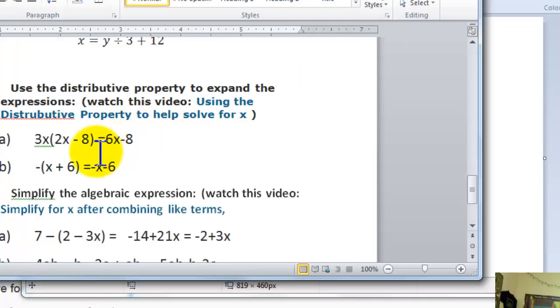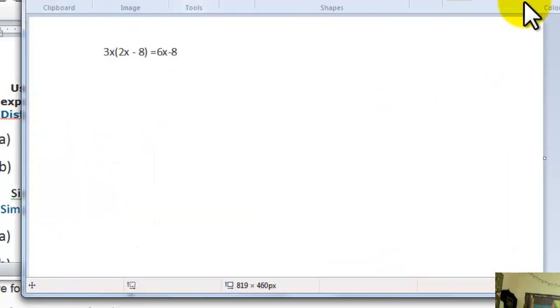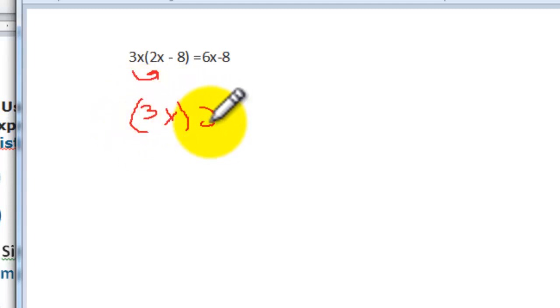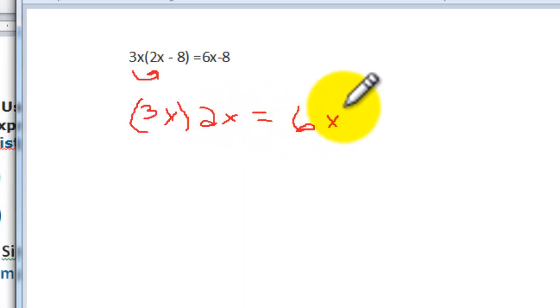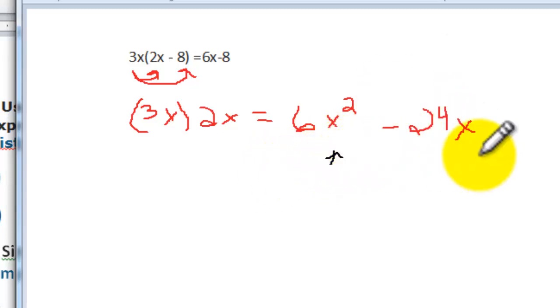Let's look at what happened in this one. You almost got it. It was just an error that other people also made. Let's look at that one. What happens on this one is when you distribute the 3x, remember it's 3x times 2x, which equals 6x squared. And then 3x times the negative 8 is minus 24x. You forgot to do that little x piece for your answer.